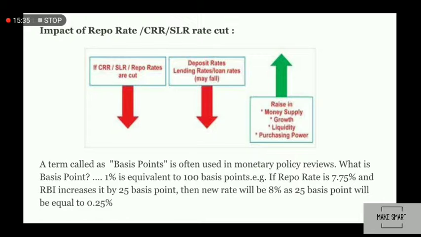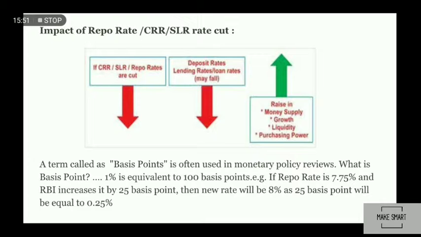Now, a term called basis point. In banking terms, you have heard many times the basis point. What is a basis point? It is often used in monetary policy reviews. 1% is equivalent to 100 basis points.